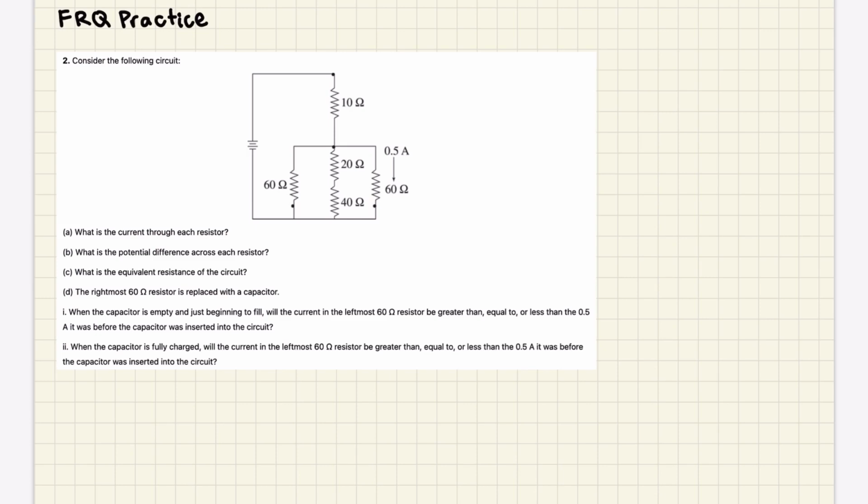Let's just get started. What is the current through each resistor? Well, you would normally try to find the equivalent resistance, use the EMF or voltage of the battery, and use Ohm's law to find the current. But in this case, we are not given the voltage of the battery. Instead, we are given this current here, and we can use the fact that within a series, the current is the same, and with parallel, the currents add up to make the total current.